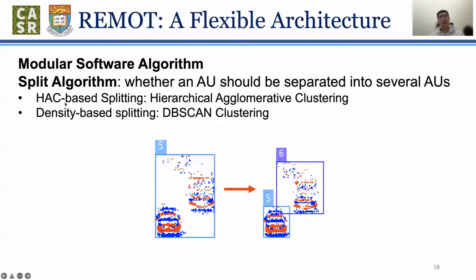Similarly, the split algorithm will decide to split one AU into several AUs if the active events collected by the AU fall into separated clusters. So basically we leverage different clustering algorithms for the split operation. The first clustering algorithm is the hierarchy clustering algorithm, and the second is the DBSCAN clustering algorithm.